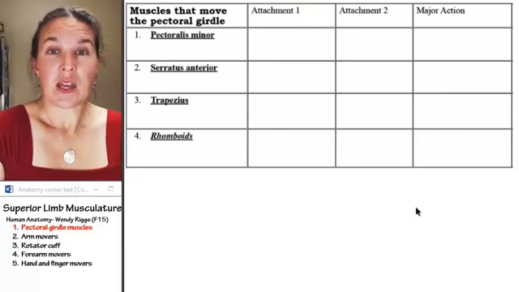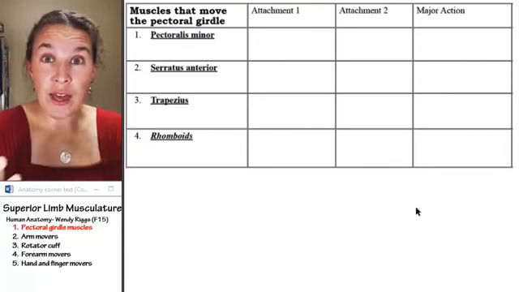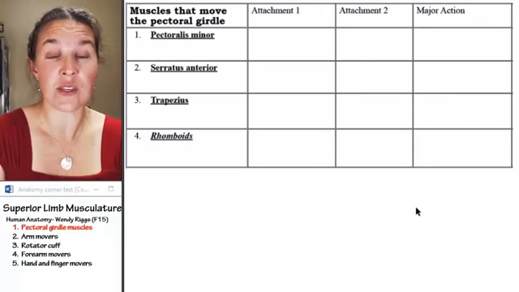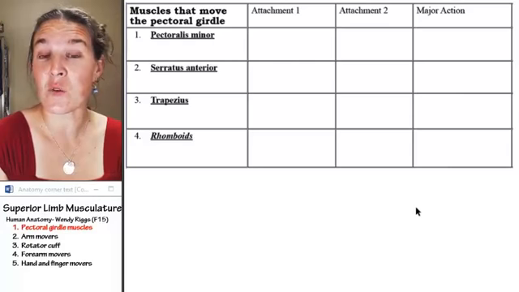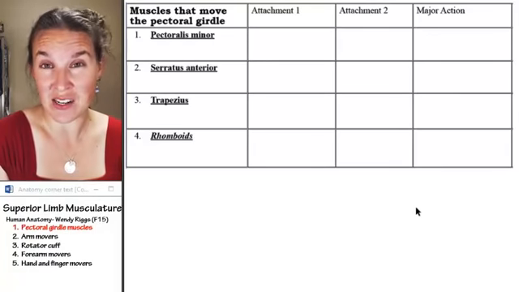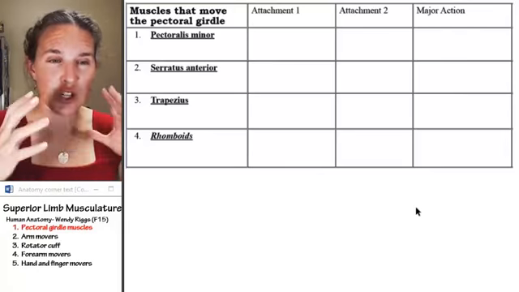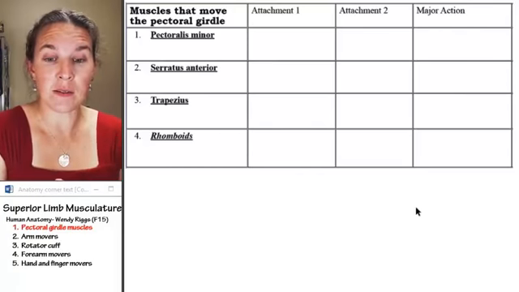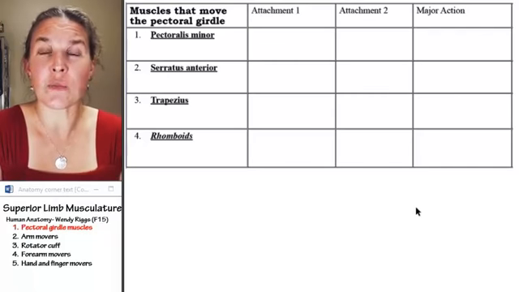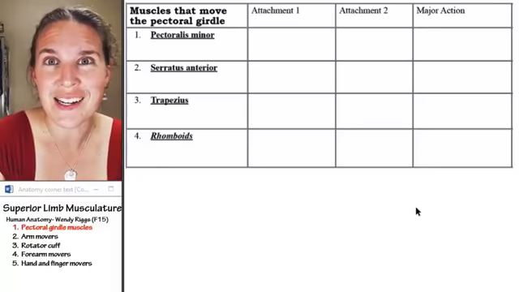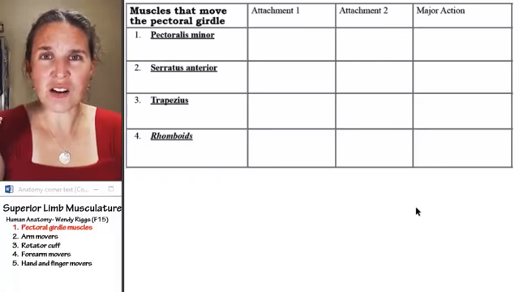And having all that information, like attachments and actions to know for these muscles, might seem a little overwhelming. The good news is most of the attachments you already have identified on the bones. So if you can create a visual in your brain for where the muscle actually is, you can probably figure out the bone bump based on the bone bumps you already know, because you're a rock star.